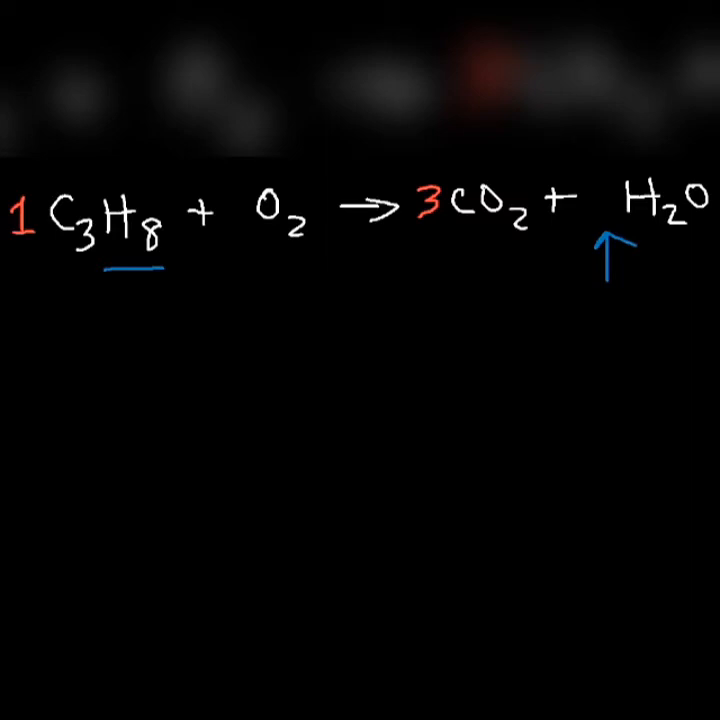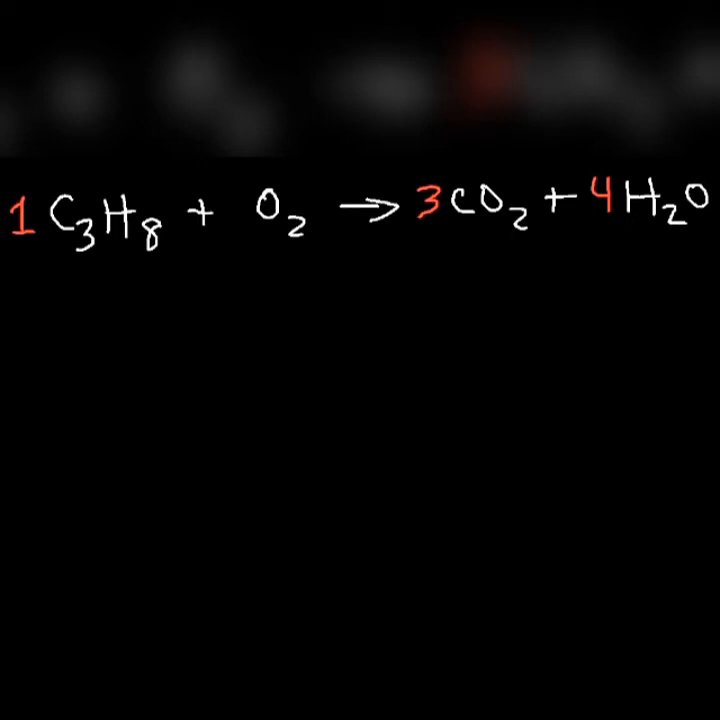8 divided by 2 is what number? 8 divided by 2 is 4. So you need to put a 4 in front of H2O. So you have 8 hydrogen atoms on both sides. Now let's move on to the oxygen atoms.